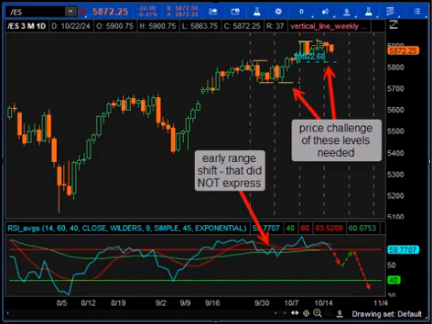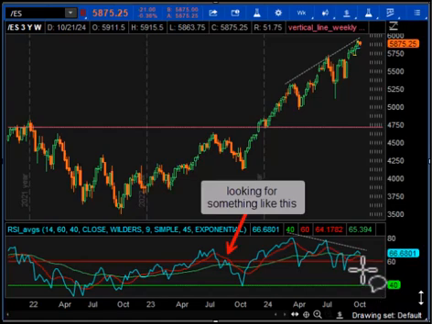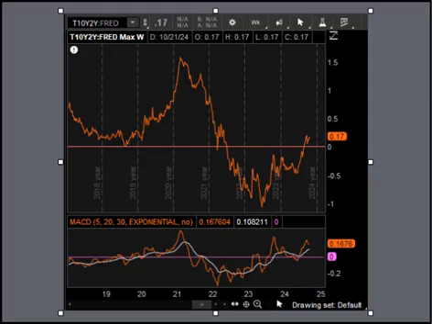Once we see that, then going back to this weekly chart, it is more likely that we see something like this occur. And this time, once that happens, a further downside shift may occur because of the yield curve becoming uninverted.